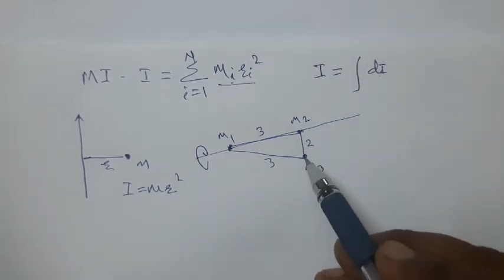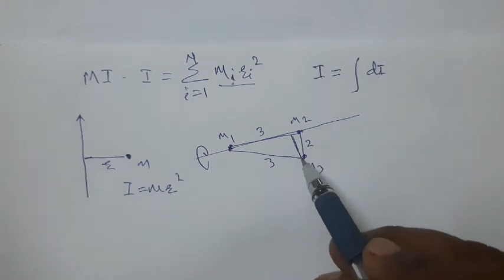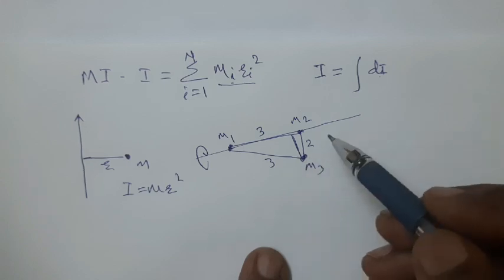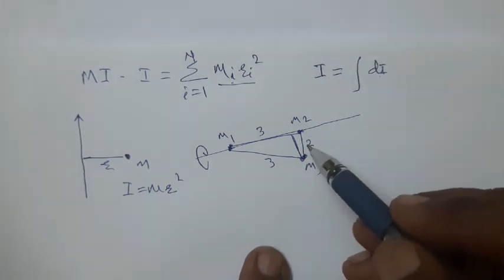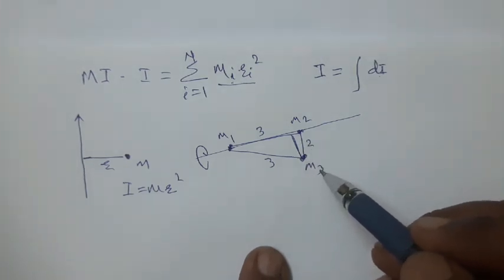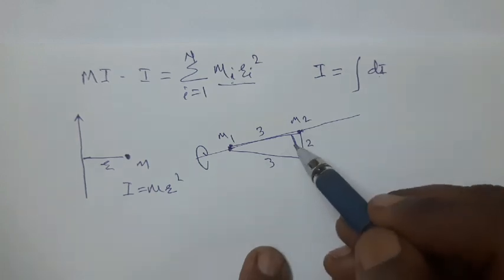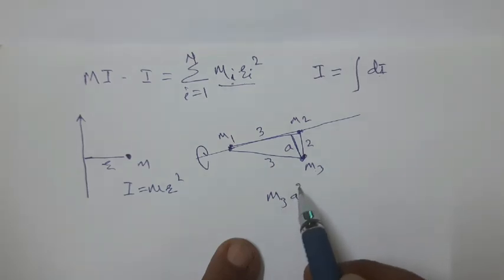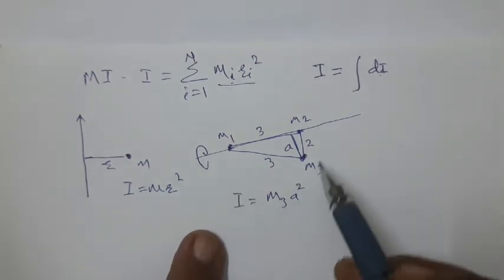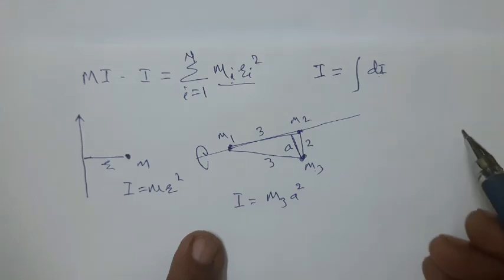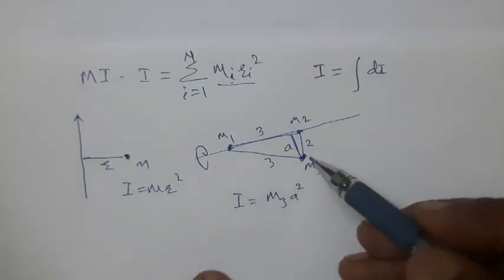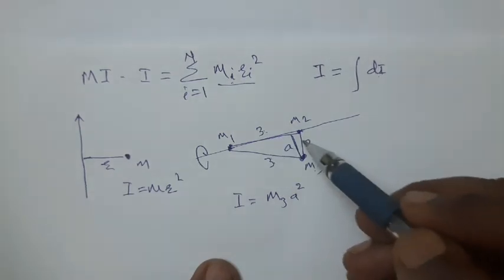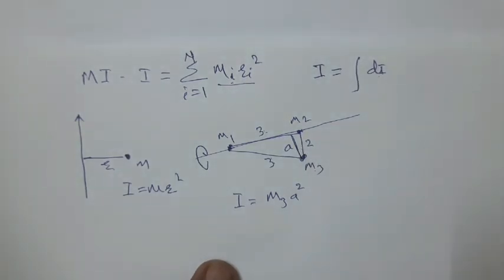Similarly for m2, and for m3 I will have to calculate this particular perpendicular distance. Now if I calculate this perpendicular distance, then I can find the moment of inertia of m3 about this axis. It is m3 into this distance square, let it be a, and therefore I can write it is m3 into a square. This is the moment of inertia I of this system about this particular axis. Now how to calculate a? It is just trigonometry. If two sides are 3, 3, and this is 2, then we can find this particular distance.